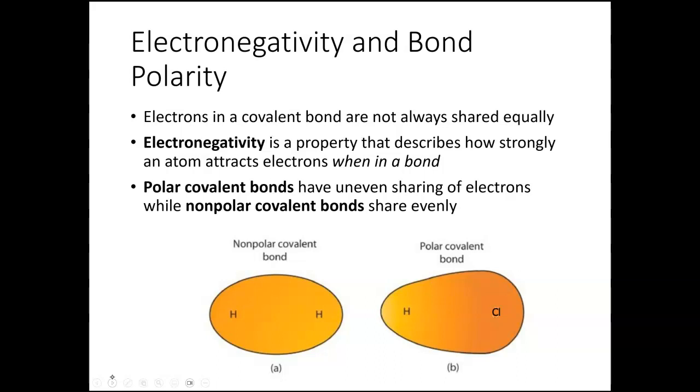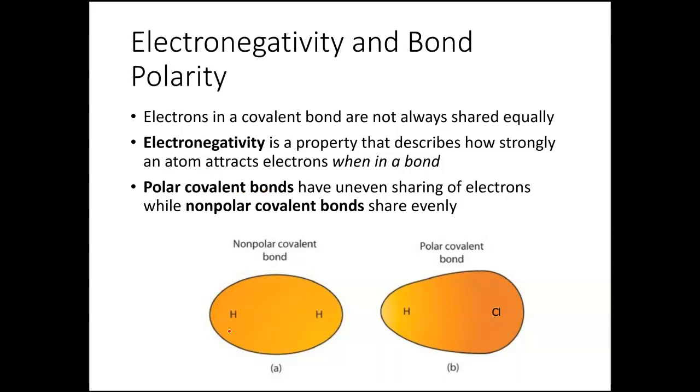So electronegativity is the vocabulary word, and that is the thing that describes how strongly atoms attract electrons when they are in a bond. And so we have atoms that are not generally all that electronegative. They don't tend to pull electrons towards themselves, they tend to release electrons. Unsurprisingly, the least electronegative atoms are those that form cations, and the most electronegative are those that form anions. And the polar covalent bond can form when you have an uneven sharing of electrons.